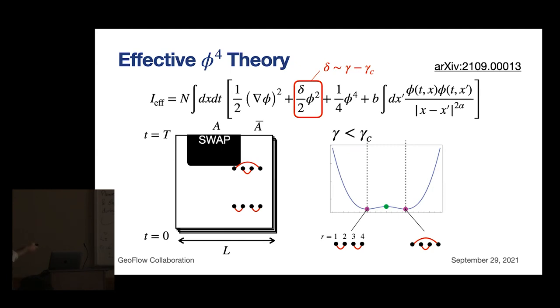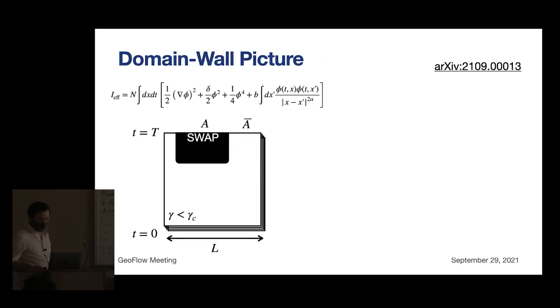So over here, we're going to have a swap domain corresponding to phi being positive. And down here, we have an unswapped domain corresponding to phi being negative. And the question is going to be, what kind of domain wall separates these two domains? And what can we understand about the physics of this problem based on that domain wall? OK, so at the end of the day, this comes down to be some long-range two-dimensional Ising model, which we can understand with domain walls.